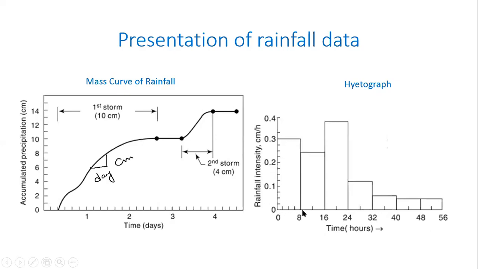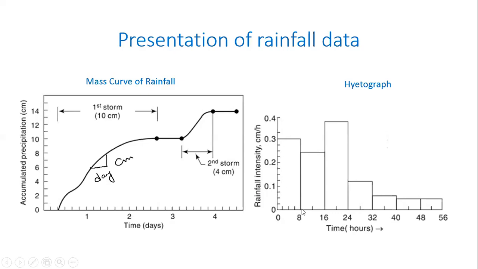The first bar is 8 hours long, 0 to 8. Between time 0 and time 8 hours, the rainfall intensity was 0.3 centimeters per hour. So how much rainfall fell in this time duration? 2.4 centimeters of rainfall happened from time 0 to time 8 hours, because the rainfall intensity was 0.3 centimeters per hour, right? You can convert this into an accumulated mass curve also. Not very difficult.